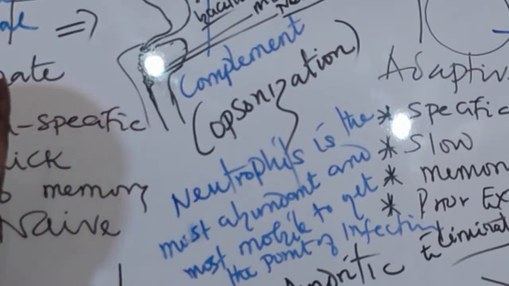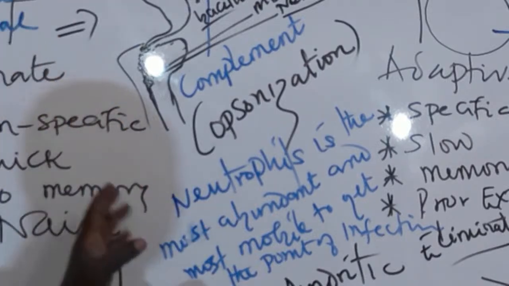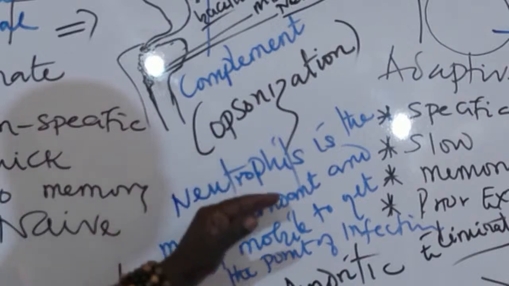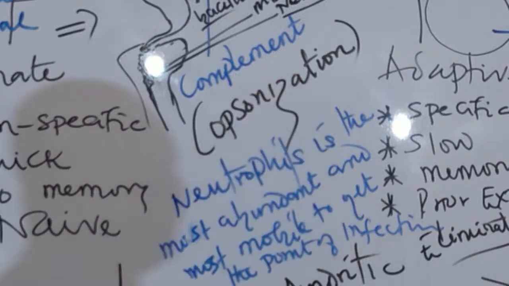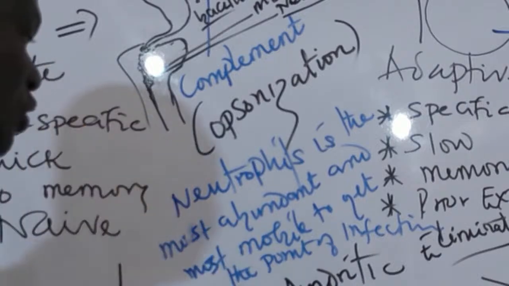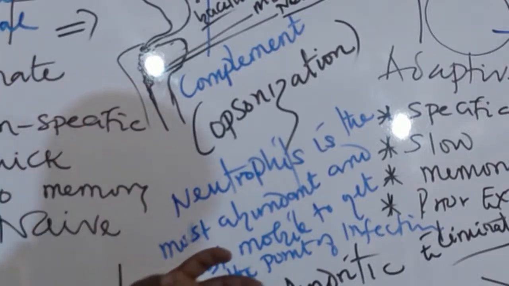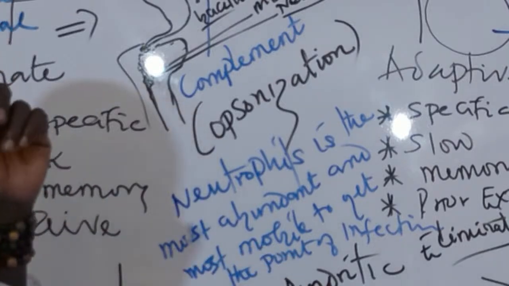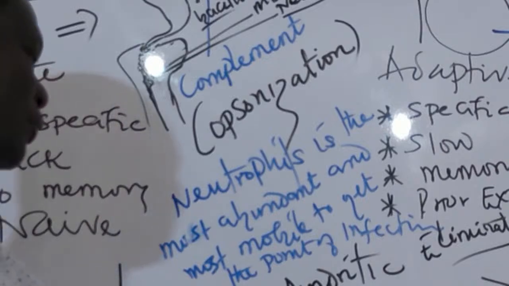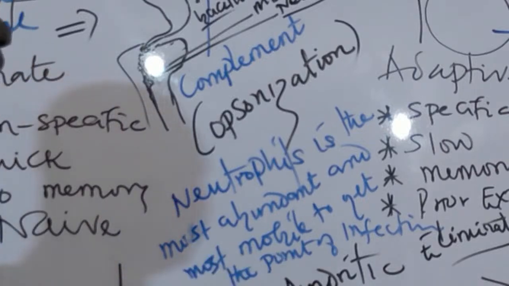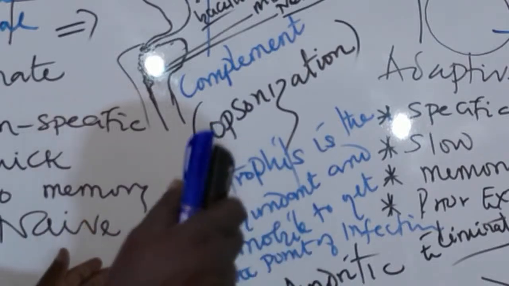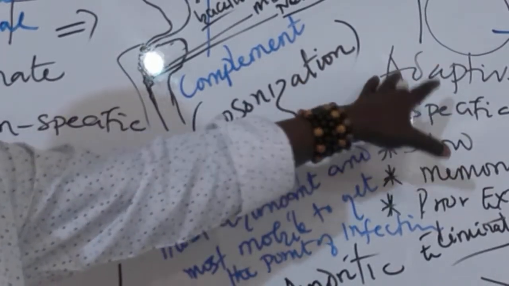So at every point in time, the type of immunological response will depend on the type of invading pathogen. Don't forget that if there is a parasitic infection, eosinophils will be recruited. And don't forget that neutrophils are the first. Whatever happens, neutrophils will be the first to get to the point of infection. It is the most mobile. Sometimes what they will do is just to immobilize the invading pathogens.